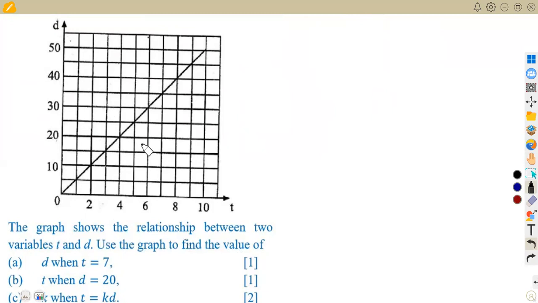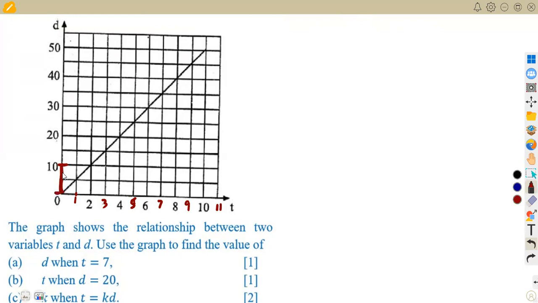When you are given a graph, analyze your graph first. You have to analyze what is happening on your graph. If you check this whole box from this point to this 2, it means one box represents 1. So here it's going to be 1, 2, 3, 4, 5, 6, 7, 8, 9, 10, 11, and so on.